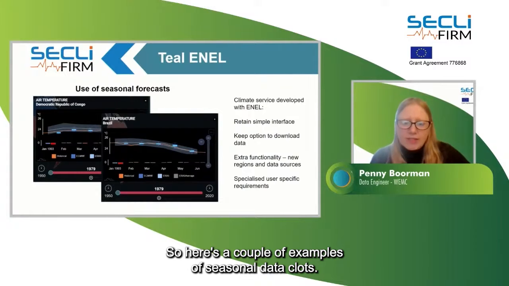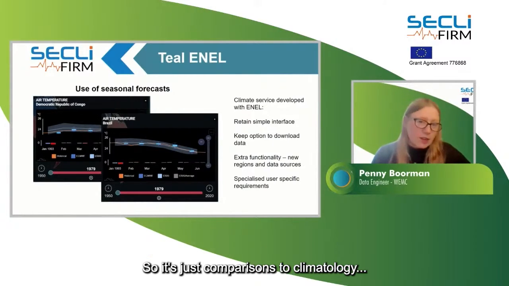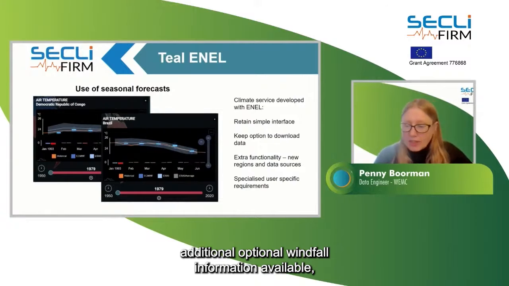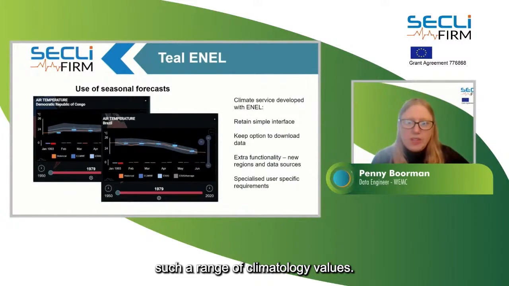Here are a couple of examples of seasonal data plots. These show comparisons to climatology of a seasonal forecast for a 6-month lead time, with additional optional information available, such as a range of climatology values.